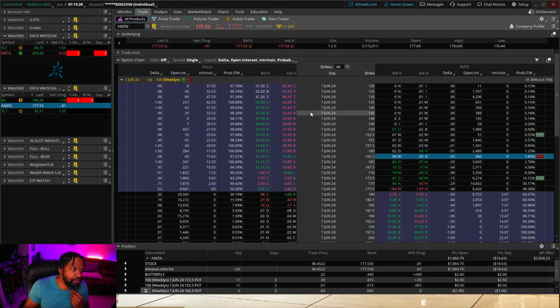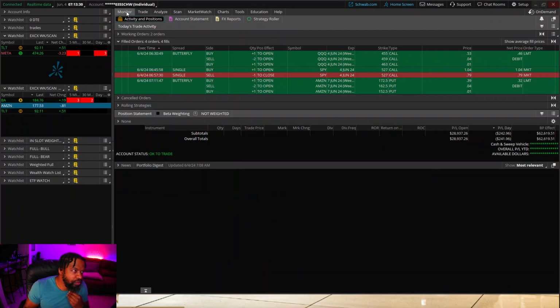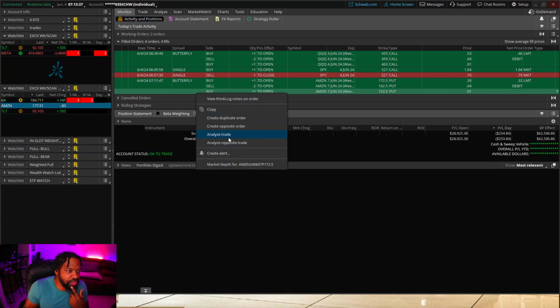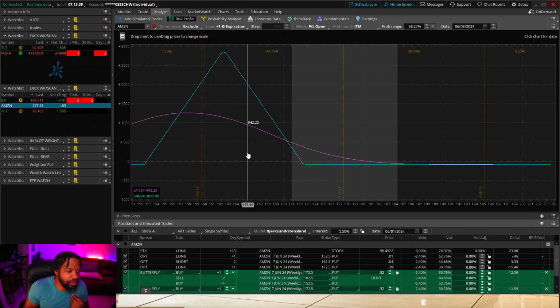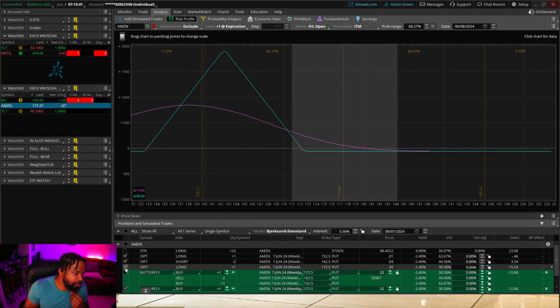But let's say, for example, we go to our monitor tab here on the butterfly, and we see what's the potential for this trade here. I actually had it already pulled up.